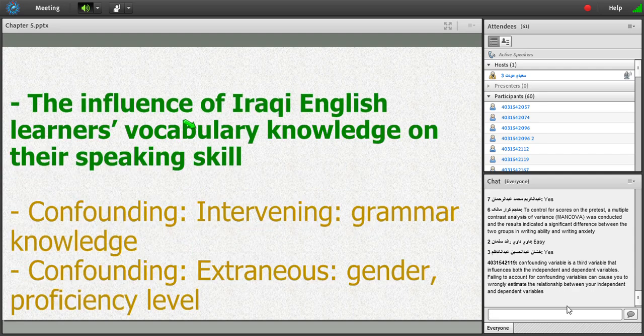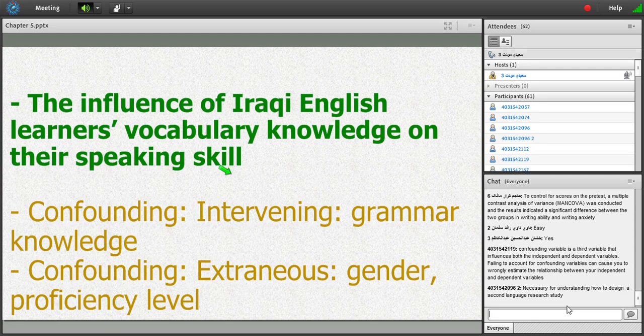Okay? So look at the example. Yeah, it's necessary. We need to understand them. Look at this example. The influence of Iraqi English learners' vocabulary knowledge on their speaking skill. Now, can you tell me the independent variable in this topic? Can you write the independent variable? What is the independent variable in this topic? What is the independent?